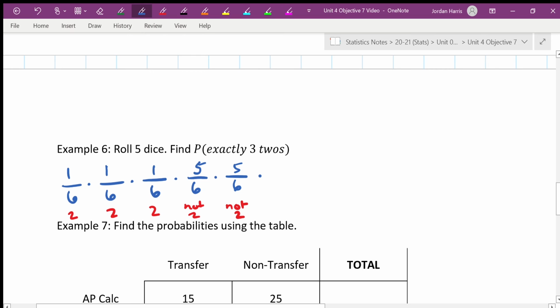Times our number of combinations. So I have 5 dice rolls, so that's 5. The number of fractions should be that first number. C3, because I'm rolling 3 2s. That's what I want. Okay. So type it in. Move the decimal, 3.2%.